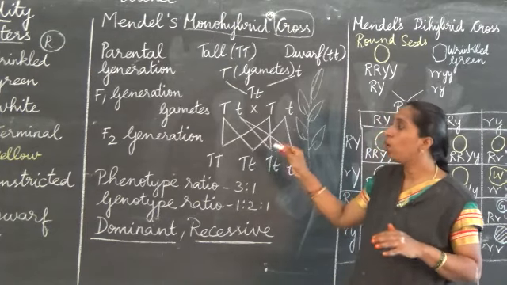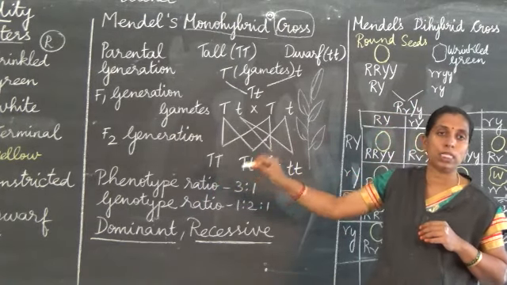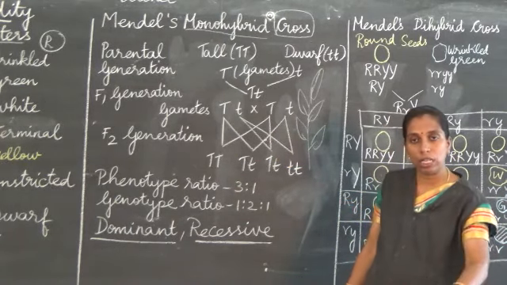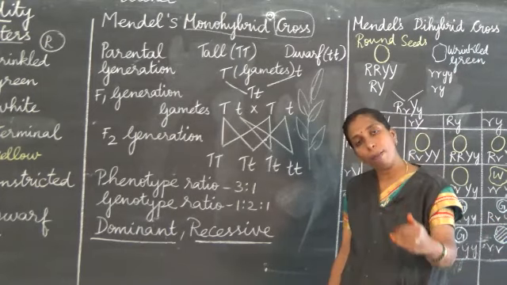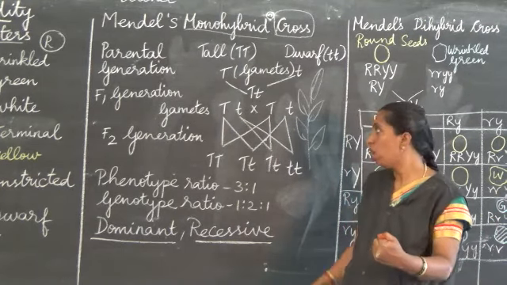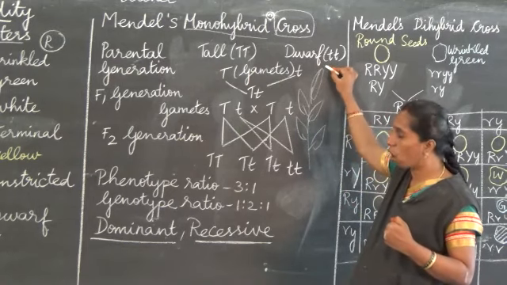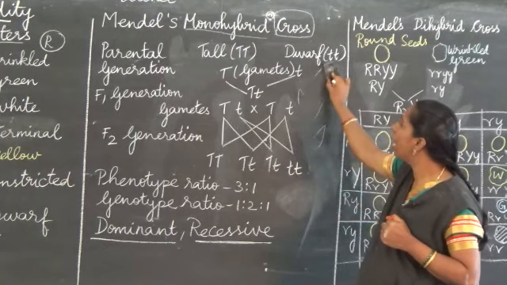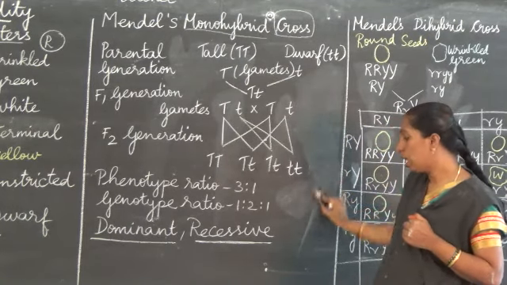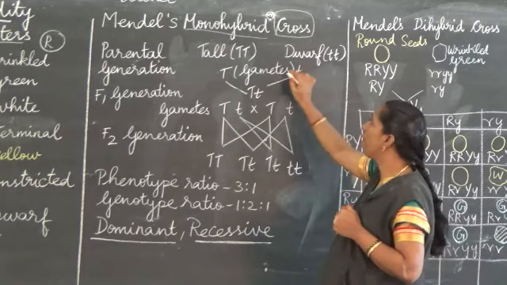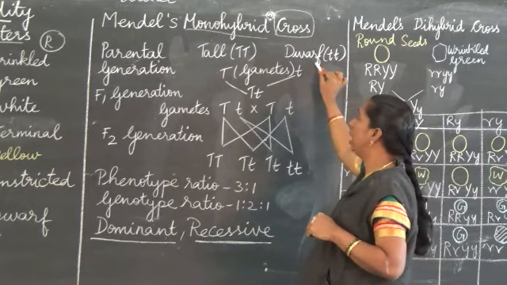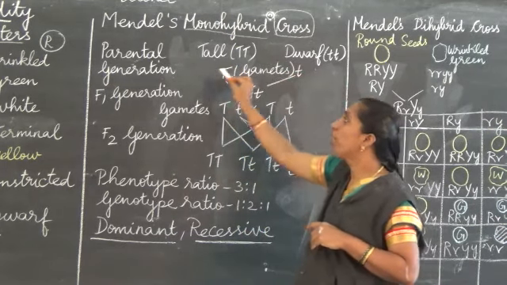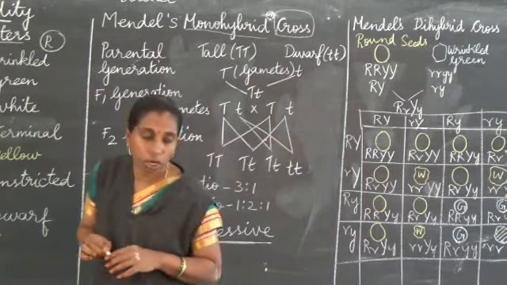Similarly, dwarf means a short plant. A short plant will develop, mature, and liberate the seeds, and the seeds start growing. So a short plant will always give rise to a short plant. A tall plant will always give rise to a tall plant, and a short plant will always give rise to a short plant. This is called a pure breeding variety. Such plants he selected: tall plant and dwarf plant. That is called the parental generation.